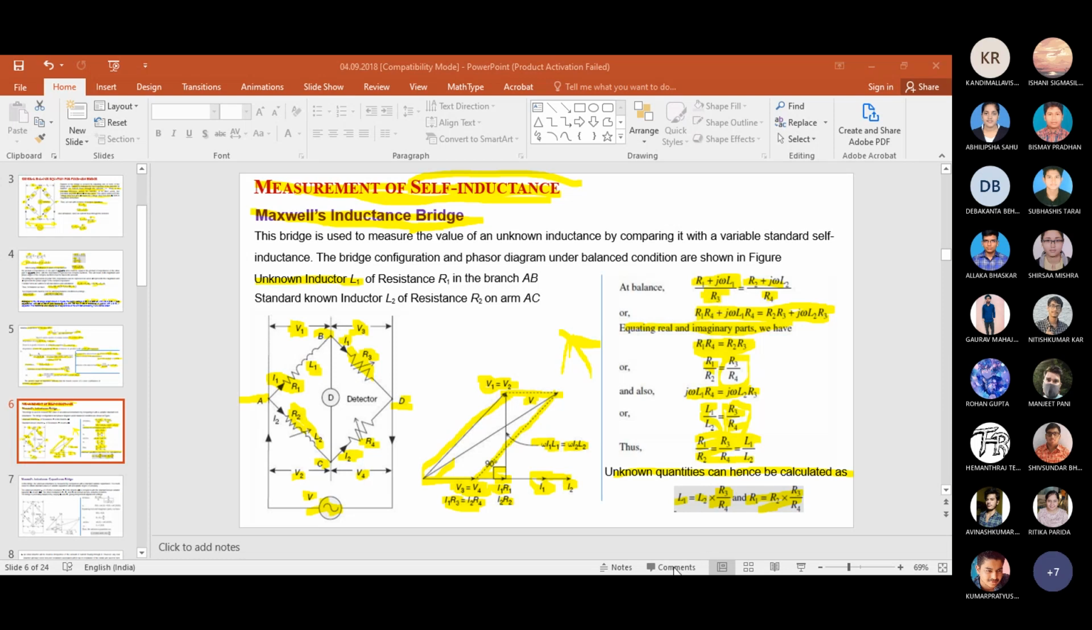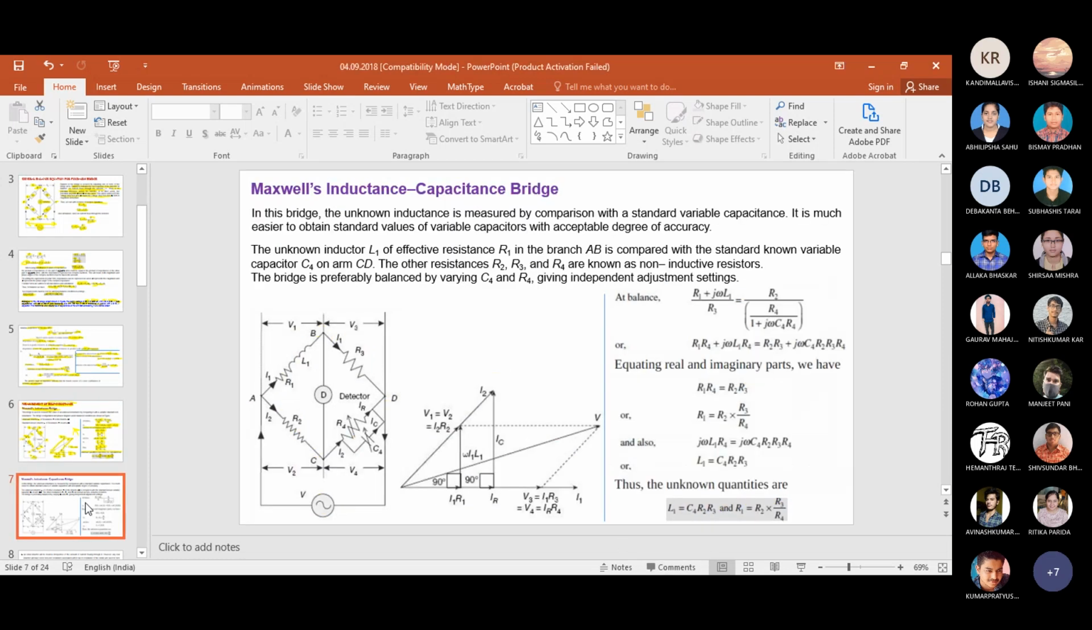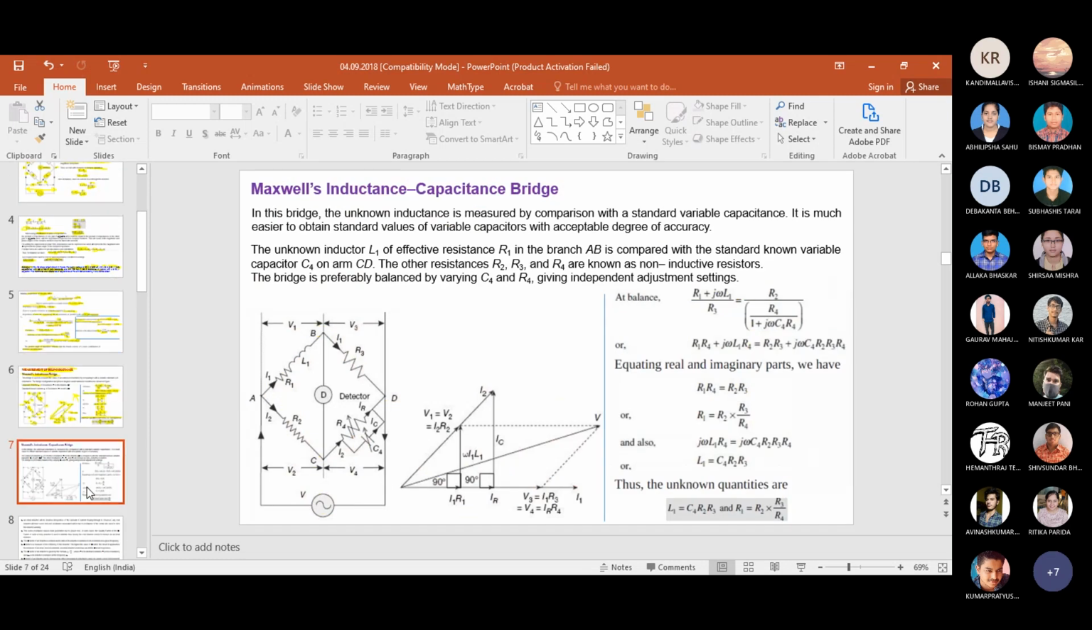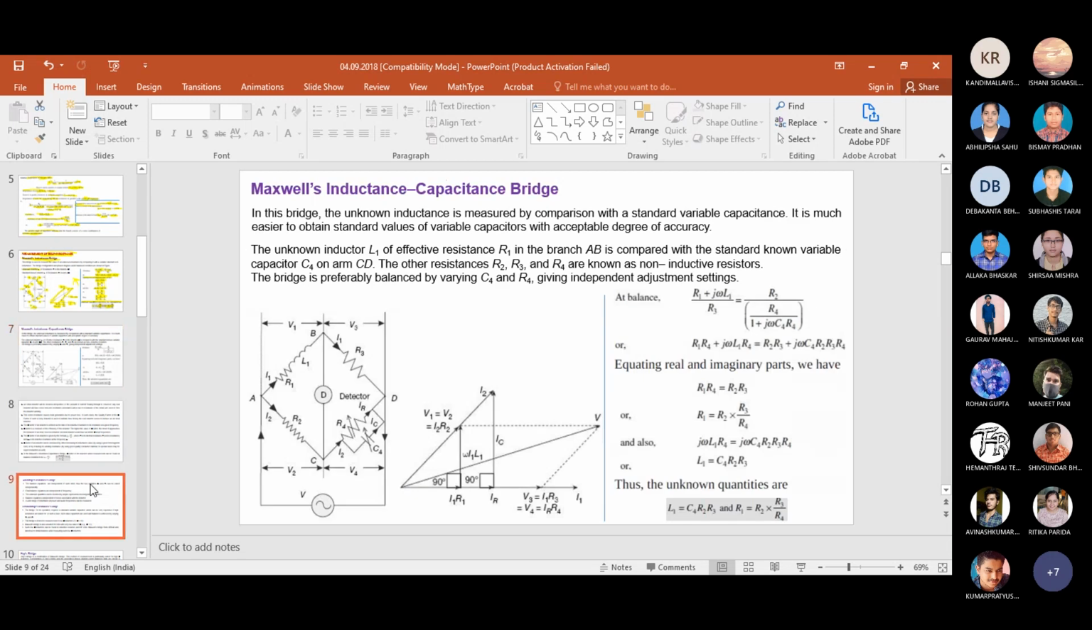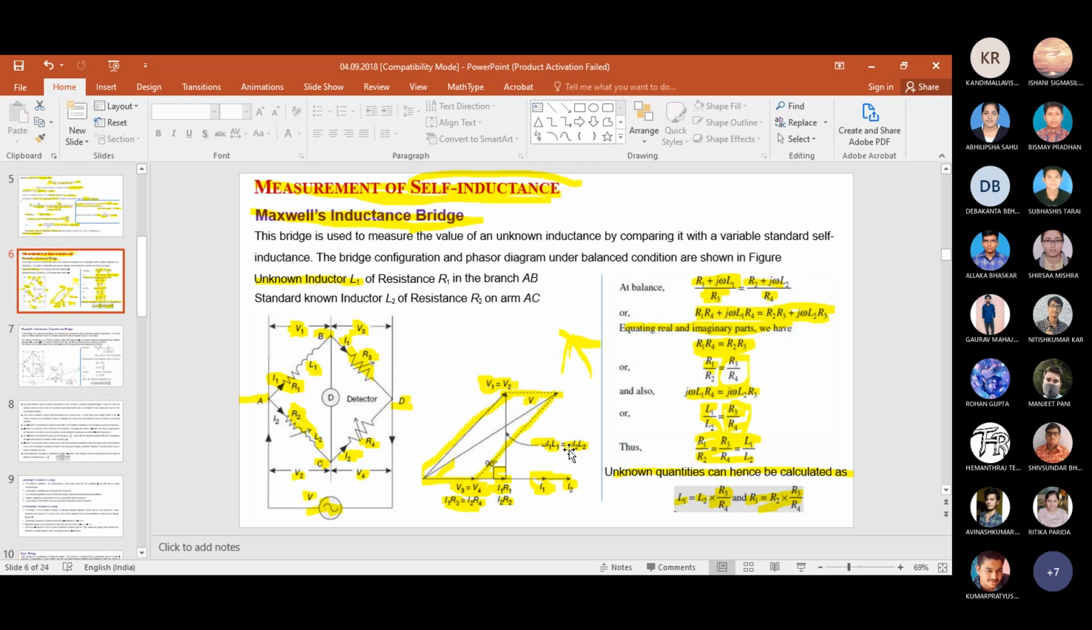So I hope that all of you are able to understand that portion. Up to that portion I have already discussed. Up to this slide, that means Maxwell inductance bridge. Up to this portion your exam will be there, up to the bridge calculations by using the Maxwell inductance bridge. I hope that part is not so complicated. It is very simple.